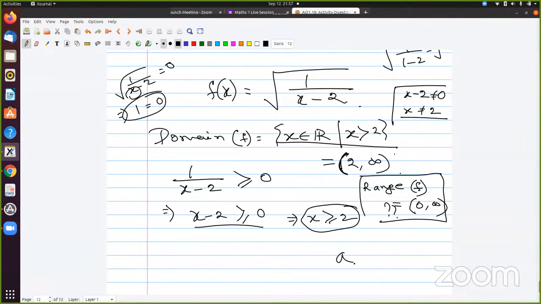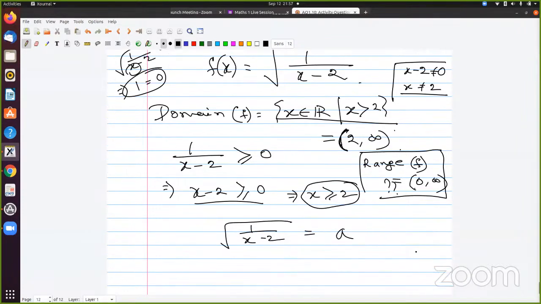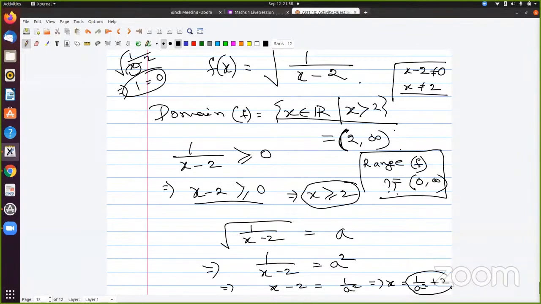So suppose I want any positive real number, A, as a solution. What should be my input? So I should find some x for which this is satisfied, right? That's how you do that. If we square both sides, what will I get? A square. Then x minus 2 is basically 1 by A square. Then your x is 1 by A square plus 2. So this is your input. If you give this as an input, you will get A as a solution. Any positive real number you can get as a solution.